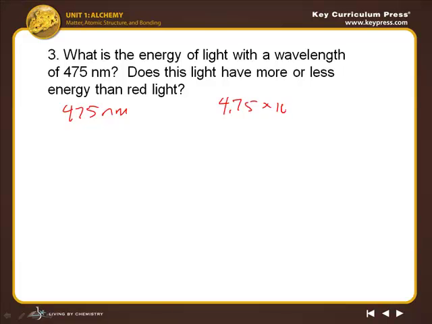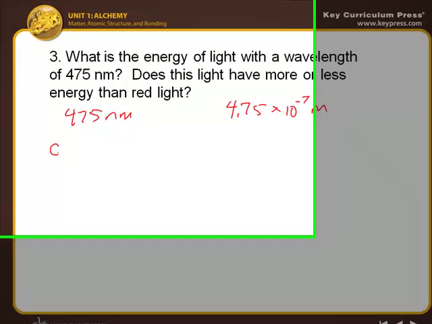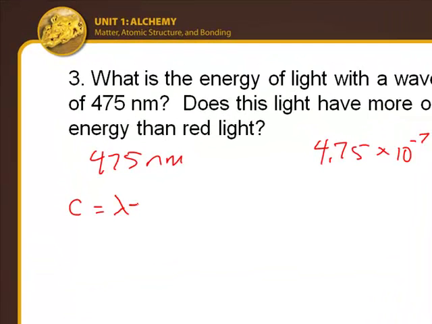3.75 times 10 to the negative 7th meters. That was the first step. Then we use our c equation. c equals lambda times nu. We want to solve for the frequency, so c over lambda equals nu.